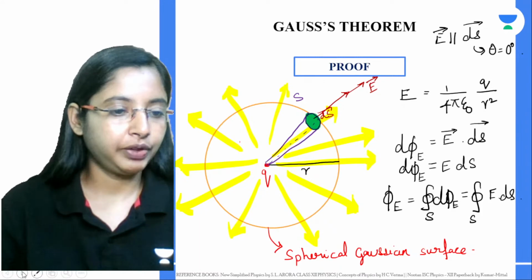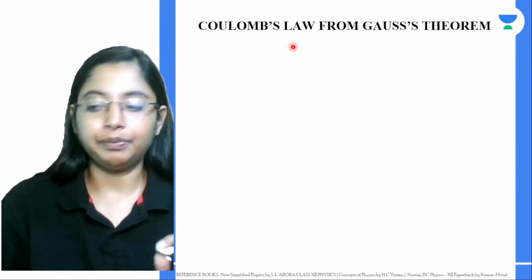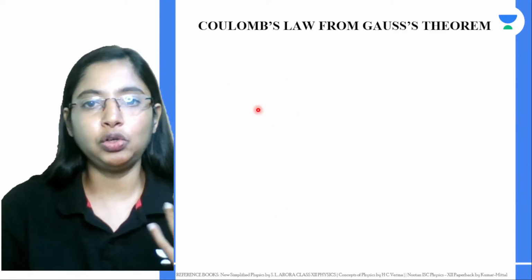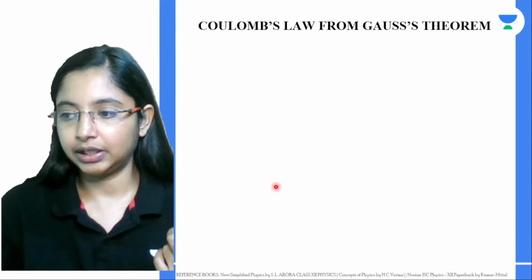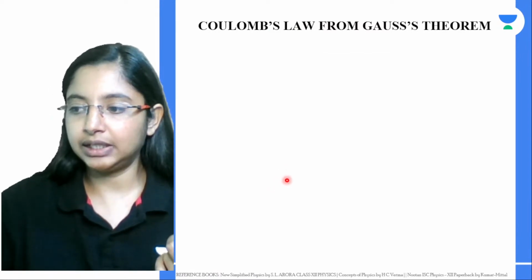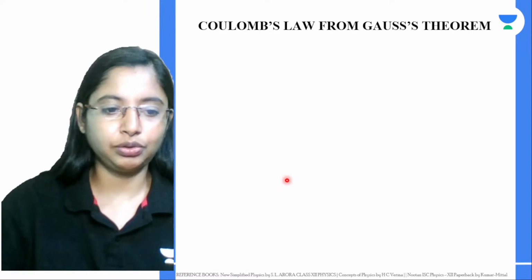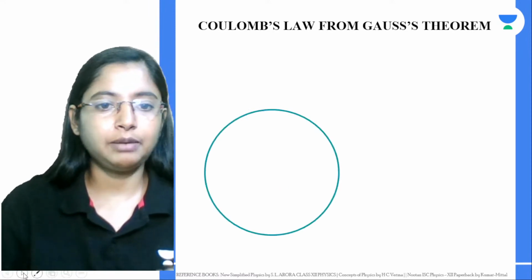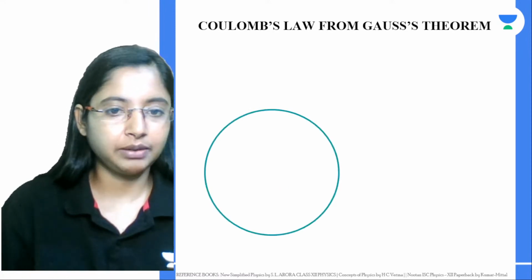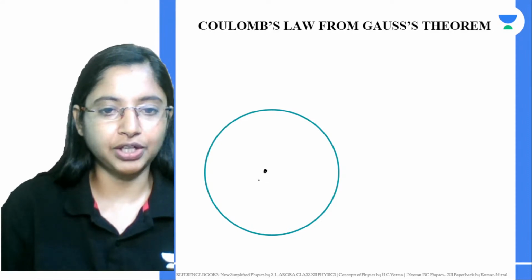Now we will be moving ahead with Coulomb's law. How can we deduce Coulomb's law from a Gaussian surface? For doing this, we are going to use the same method. We are just going to say there is a point charge. Let's say this is an isolated point charge Q.